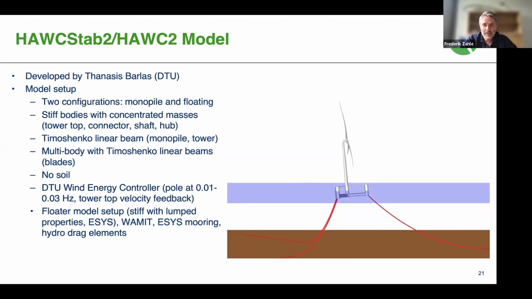There are two controllers at play here. We just saw Dan's tuning of the ROSCO controller that was used in OpenFAST, but at DTU we are using the DTU Wind Energy Controller that was then also tuned to these turbines here. Including also for the floating evaluation, we include WAMIT and ESIS mooring and hydro drag elements.